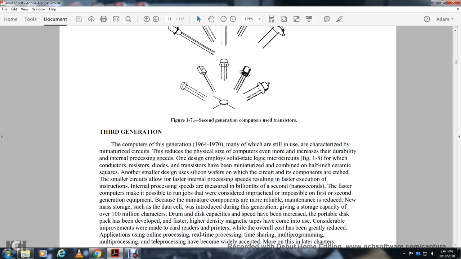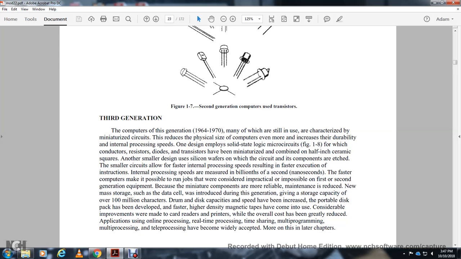The faster computers made it possible to run jobs considered impractical or impossible in the first and second generations. Equipment was miniaturized, components were more reliable, and maintenance was reduced. New mass storage, the data cell, was introduced during this generation, giving storage capacity over 100 million characters. Drum and disk capacity also improved. The portable disk pack was developed, and faster, high-density magnetic tapes came into use. Considerable improvements were made in the card reader and the printer, and overall cost was greatly reduced. Online processing, real-time processing, time-sharing, multiprogramming, multiprocessing, and teleprocessing were widely accepted, more on these in later chapters.